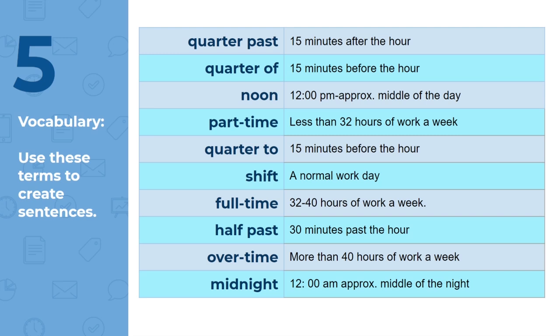We have noon, which is the middle of the day. Midnight, which is the middle of the night. A shift, that's your normal work day. And then we have full-time, part-time, and overtime. Part-time is officially less than 32 hours of work a week. Full-time is 32 to 40 hours of work a week. And overtime is more than 40 hours of work a week.